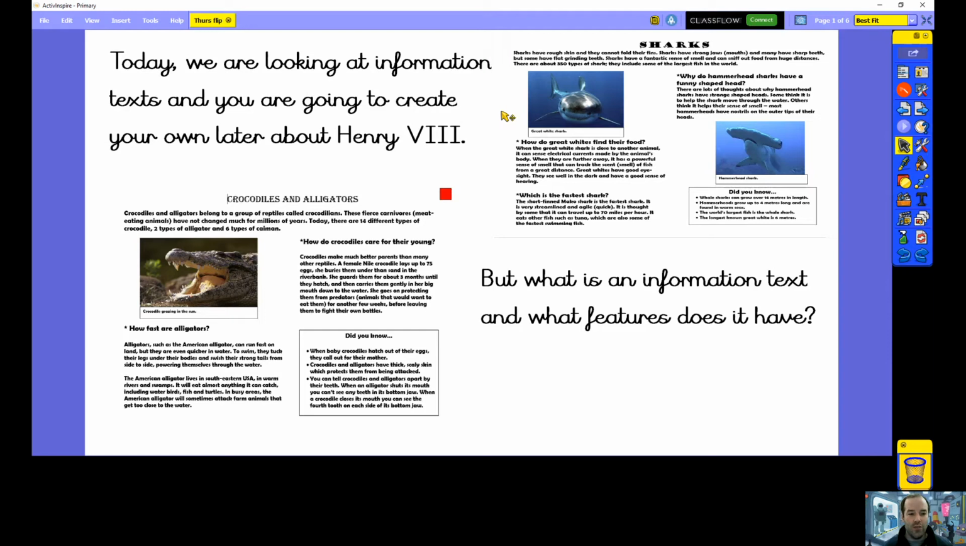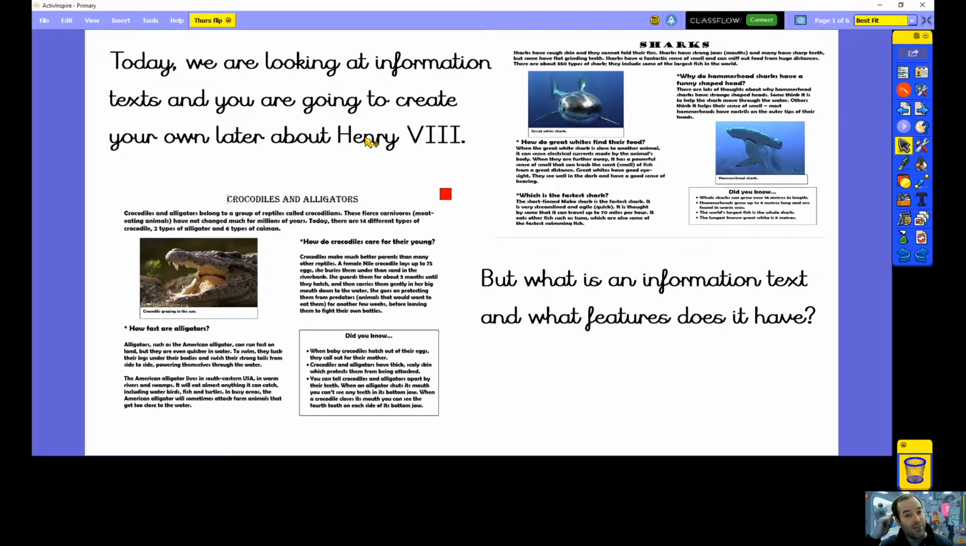So today we're going to look at information text, and then you're going to create your own information text about Henry VIII. So obviously we've done a good amount of Henry VIII work in topic, but also we've been doing loads this week, haven't we, in literacy. So we know you know quite a lot about Henry VIII and about his wives and about his time as King of England.